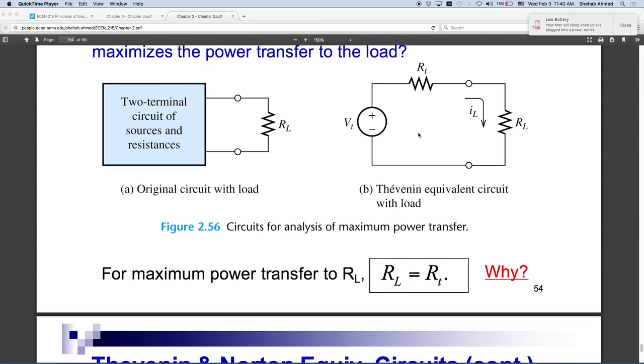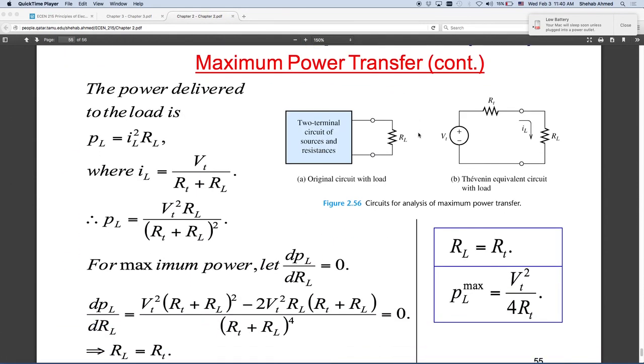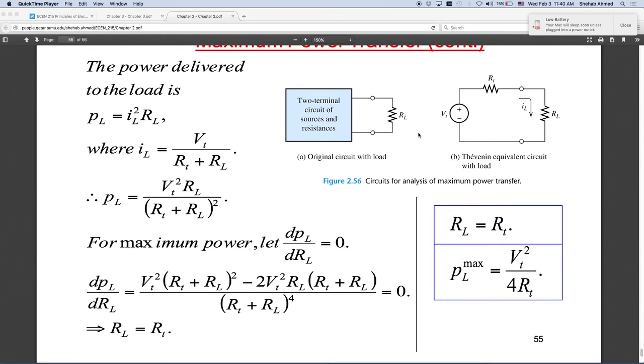Why? We'll look at the proof. So here, if I have a simple circuit like this, just a voltage source and two resistors, I would like to calculate the power across the resistor. Power across the resistor is I squared times R. I squared R is the power dissipated in a resistor. What is this I equal to? I is equal to the voltage divided by the sum of the two resistances in series. So the power is equal to this I squared times R.